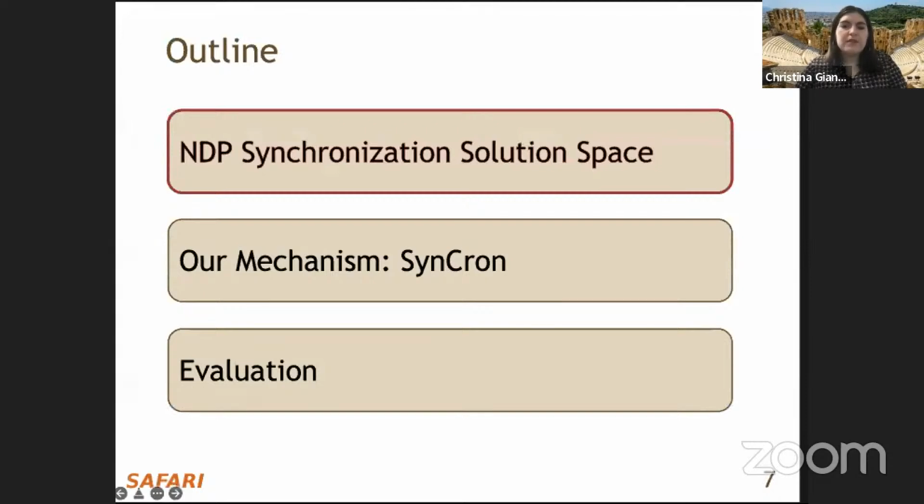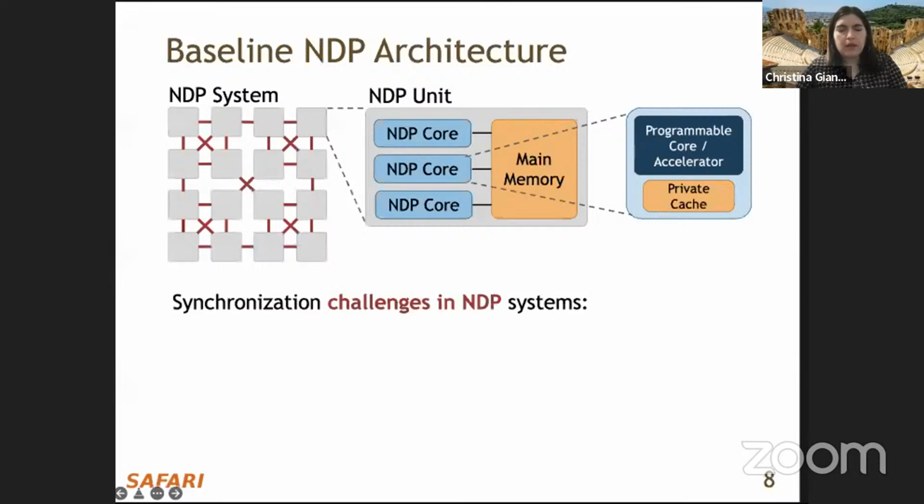Let's first examine the solution space for synchronization. Let's start with the baseline architecture that we assume. Typical NDP architectures support several NDP units connected to each other, with each unit comprising multiple NDP cores very close to main memory. These NDP architectures support high levels of parallelism, low memory access latency, and large aggregated memory bandwidth.